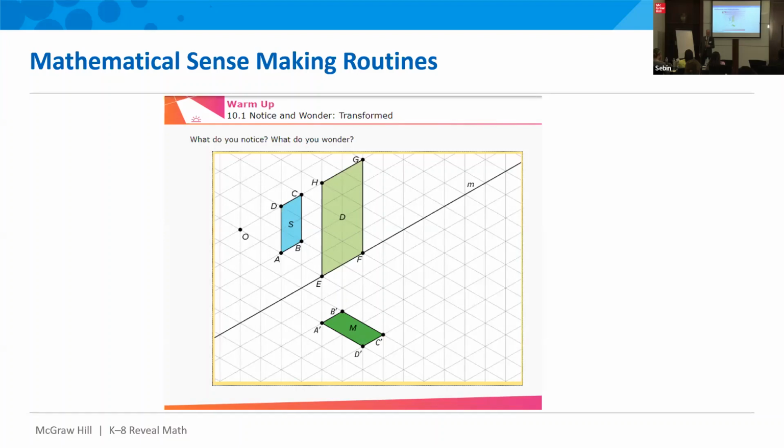But for some students, they're gonna have to look at that a minute and think, you notice line M? Why doesn't it go from corner to corner? I wonder about, you see point O? Yeah. Point O looks so lonely. Why is point O up there?